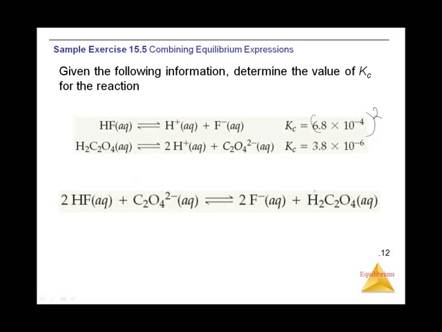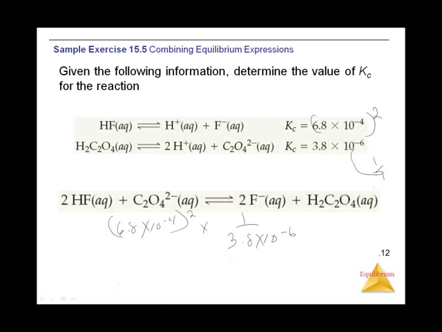2HC2O4. Okay, so for this one I'm going to use 1 over this, right? And I'm going to take both of those and multiply them times each other because it's the product of the two, right? Alright, so let's do that. So I'm going to take 6.8 times 10 to the minus 4th squared times 1 over 3.8 times 10 to the minus 6.